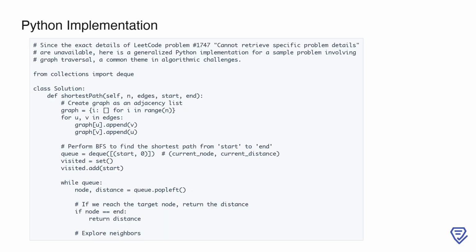Then, for every edge in the input, we add the connected nodes to each other's adjacency list to represent the undirected graph. Next, we initialize a breadth-first search, or BFS, to find the shortest path. The BFS queue is initialized with the starting node and a distance of 0, and we also maintain a set to track visited nodes to avoid revisiting them. We begin the BFS loop by dequeuing the front element, which gives us the current node and the distance traveled so far. If the current node matches the target node, we return the distance as the shortest path length.